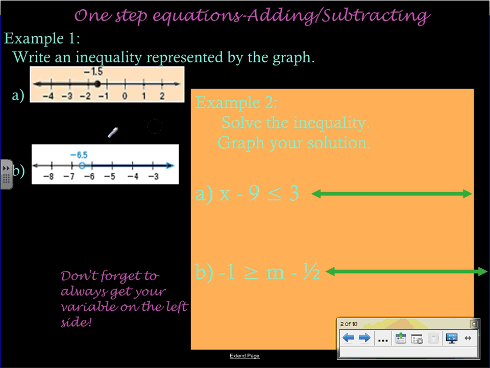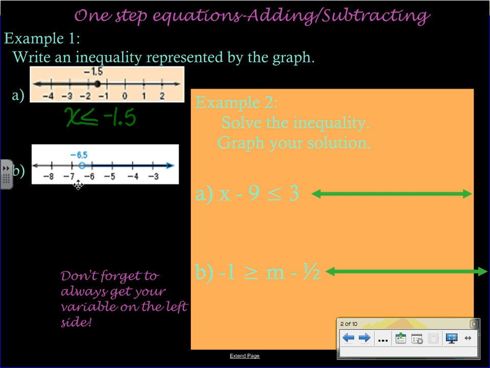So let's go ahead and make sure that we can see the green. I'm just going to use the variable x to represent this problem. Notice how it is a closed circle and it is going to the left. Since it's going to the left, it means that it's less than negative 1.5. So we're going to say less than negative 1.5, and I also should put an equal sign underneath it because it's filled in. That means that it actually would equal negative 1.5 as well.